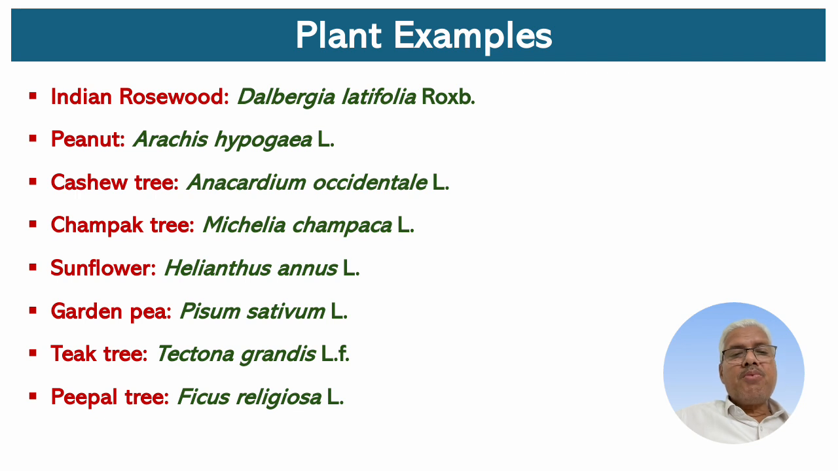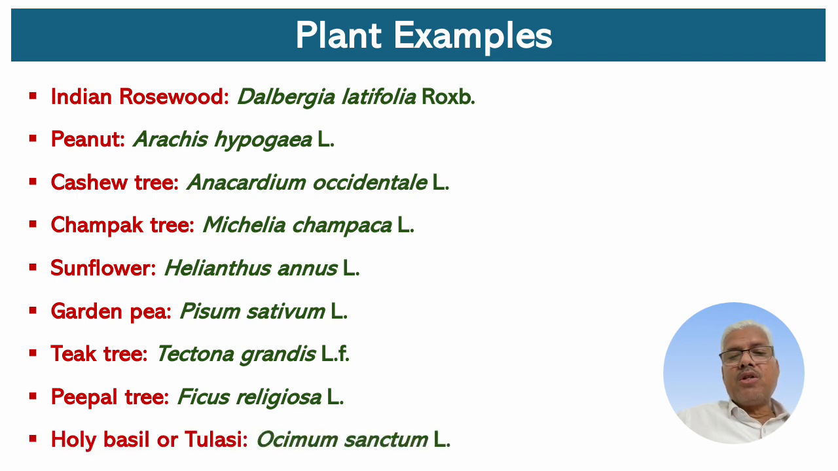Then Pisum sativum L refers to the common garden pea. Pisum is the genus name and it is the ancient Latin word for the pea. Sativum is the Latin adjective meaning cultivated, that is, sown. L stands for Carl Linnaeus.